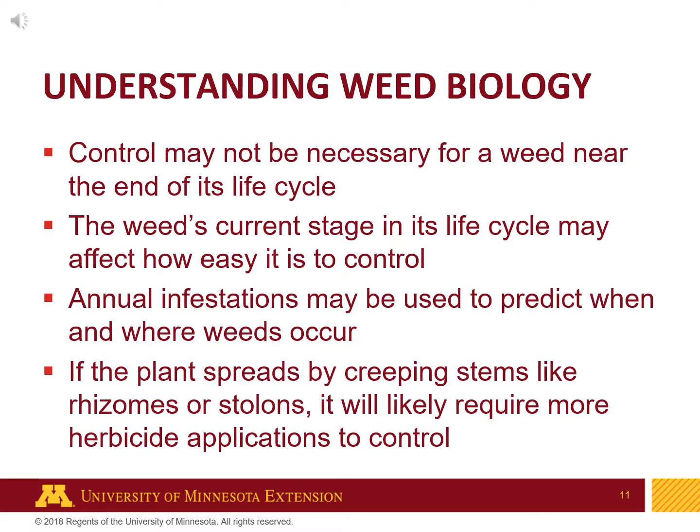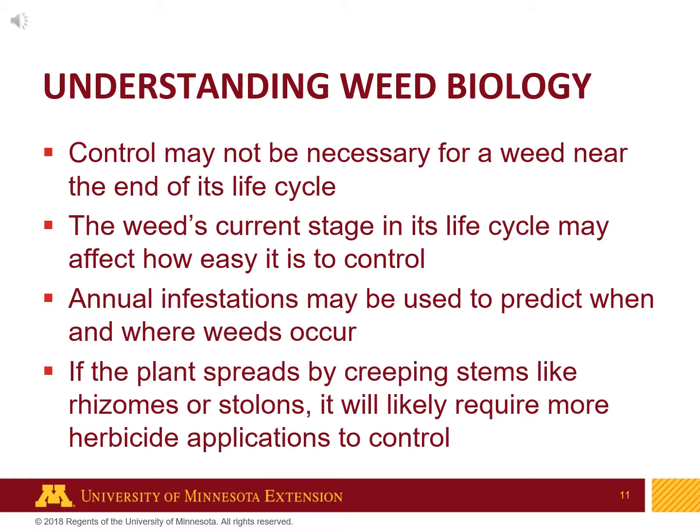For example, control may not be necessary for a weed near the end of its life cycle. If you discover a summer annual weed infestation late in the summer, the weeds may be too difficult to control because they are too mature. Additionally, if you know that the weeds are near the end of their life cycle, it may be more efficient to spend resources on preparing the turf stand to prevent weeds from coming up the next year.